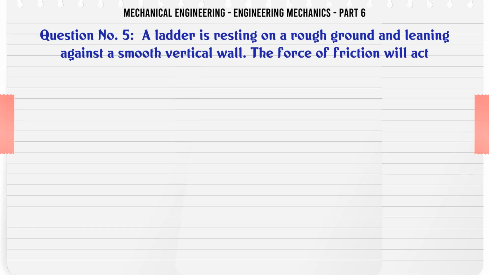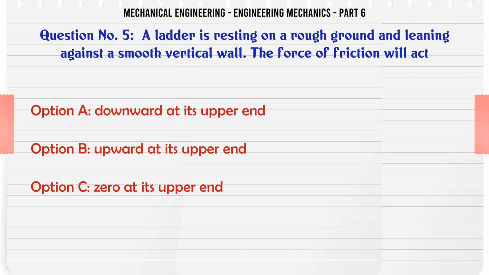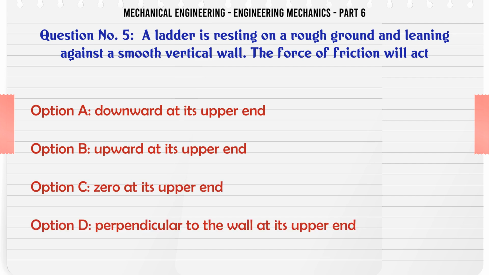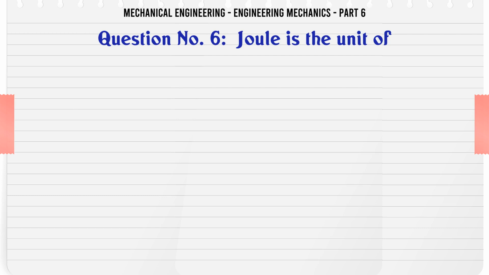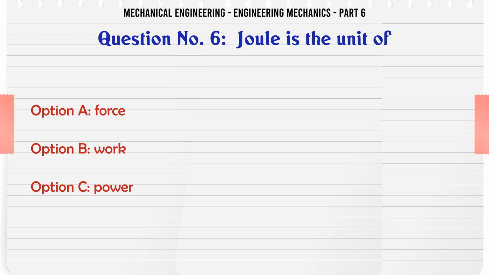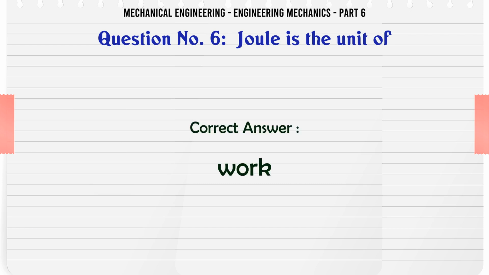A ladder is resting on a rough ground and leaning against a smooth vertical wall. The force of friction will act: A) downward at its upper end, B) upward at its upper end, C) 0 at its upper end, D) perpendicular to the wall at its upper end. The correct answer is 0 at its upper end. Joule is the unit of: A) force, B) work, C) power, D) velocity. The correct answer is work.